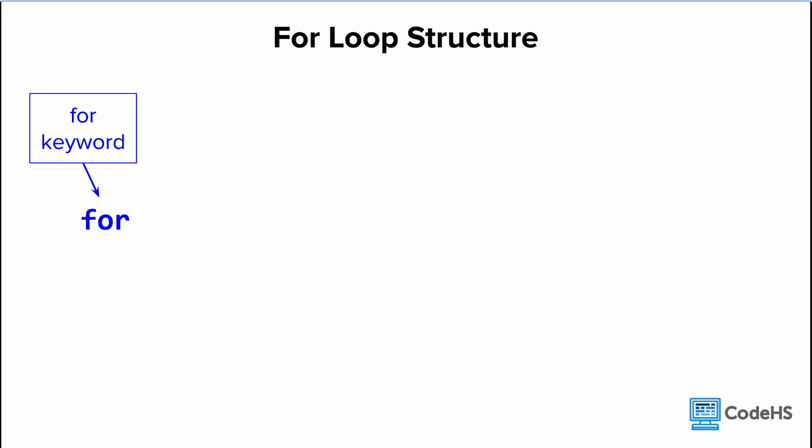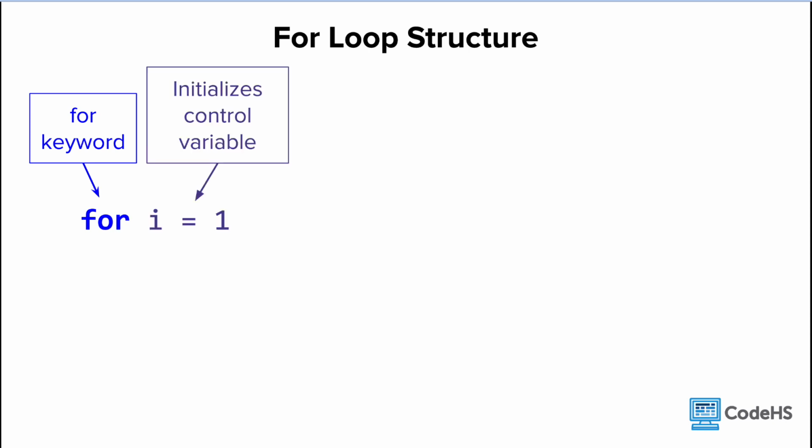We'll start the for loop with the keyword for. Then we create a control variable and set its initial value. Traditionally, we name this variable I. Here, we set the value of I to 1. Then we add a comma and the end value. This will tell the for loop how many times to repeat.